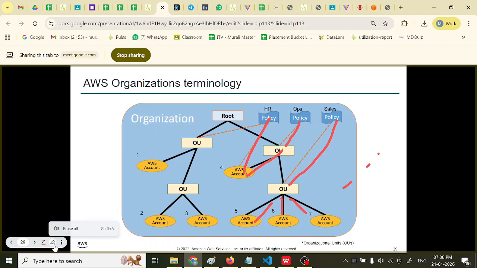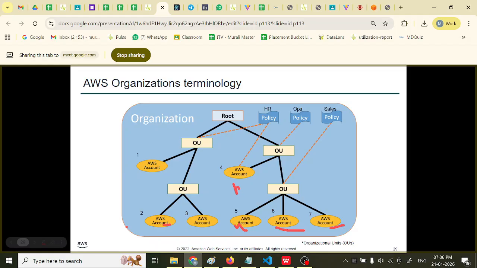Right? So now I will tell you the number. You can just mention how many policies are attached to that member account. These are all member accounts. This yellow color are your member accounts. And how many policies are attached to it? That you have to say.